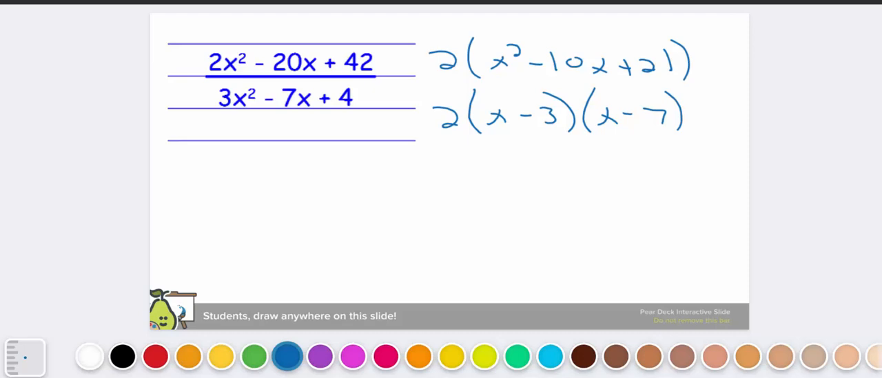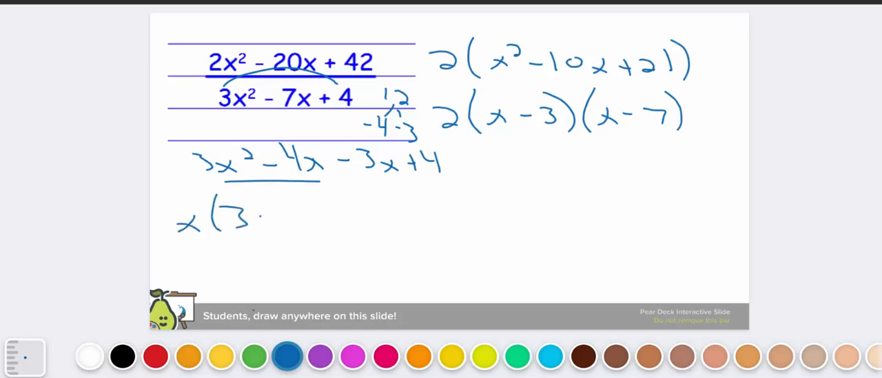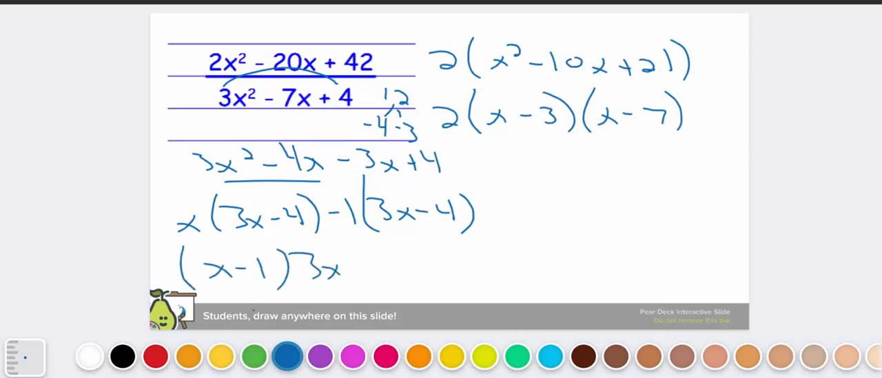The other one, oh man, we got 12. And we're trying to work that out to add up to 7, negative 4, and negative 3. 3x squared minus 4x minus 3x plus 4. Oh man, what's going to happen here? I don't know, I'm so scared. 3x minus 4. I need a 3x minus 4, so we're going to take out negative 1. And let's see what happens here. X minus 1 over top of 3x minus 4.